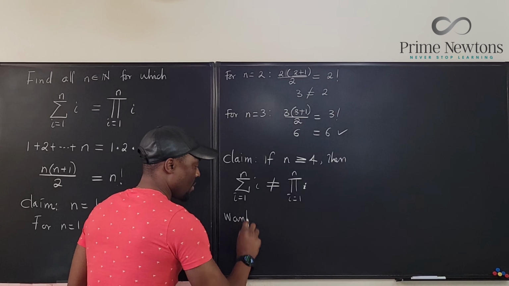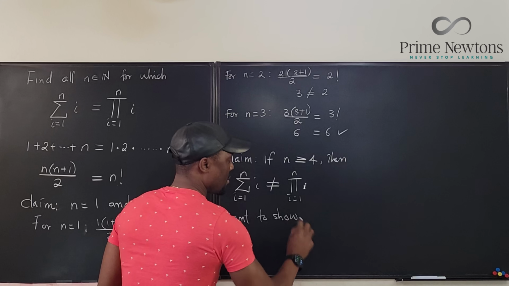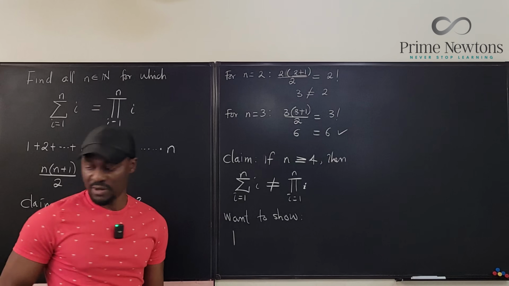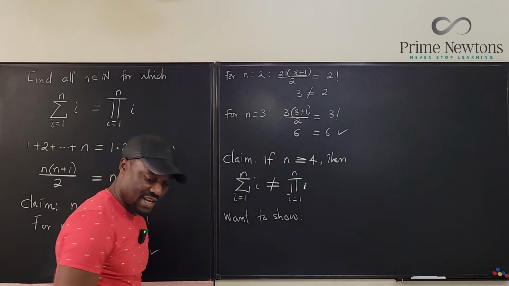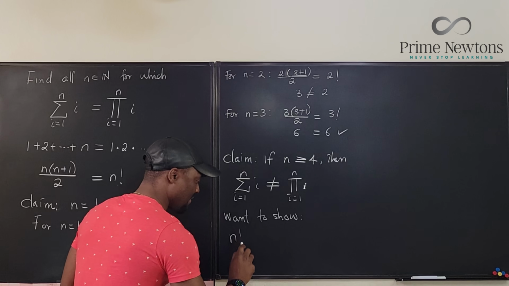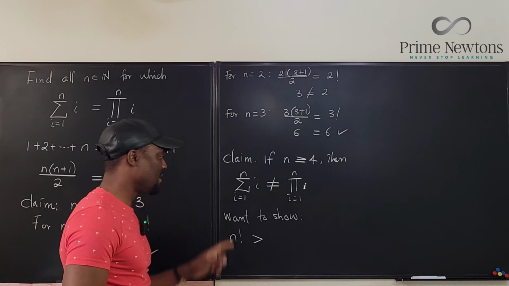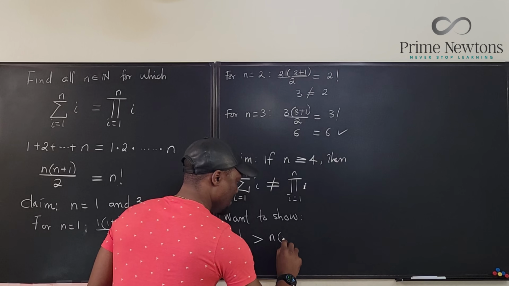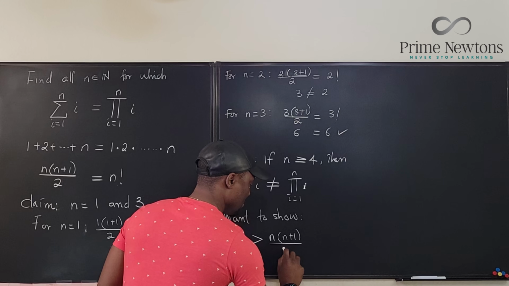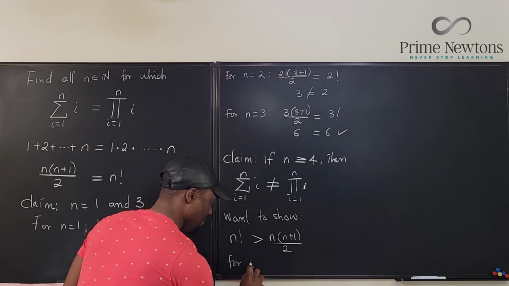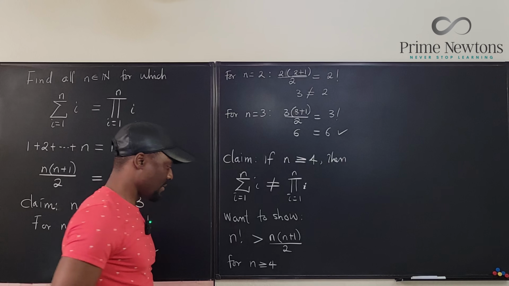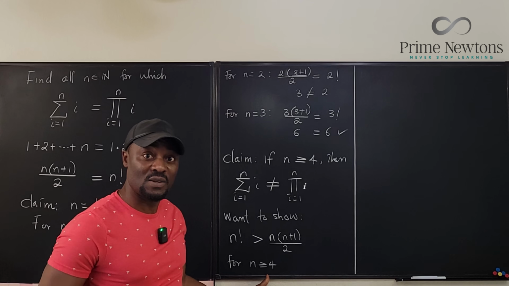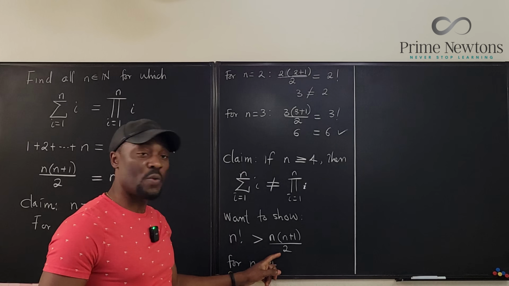So this is it. Want to show that anything like this, say n factorial, because the right-hand side is n factorial, want to show that n factorial will always be greater than the sum of the first n terms, greater than n into n plus 1 over 2. So we're going to use this space to show that when n is greater than or equal to 4, this will always be greater than this.